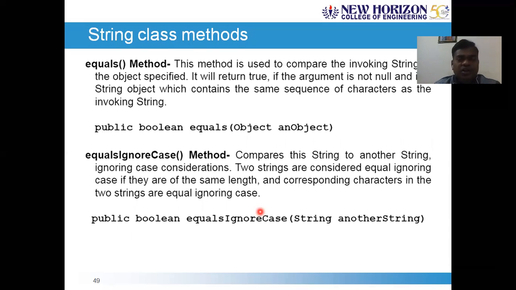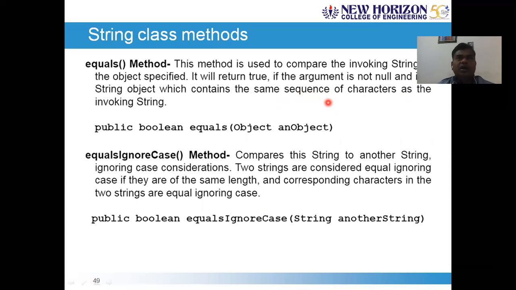Next, the equals method. The equals method is used to compare the invoking string with the object specified. If you have two strings, string 1 and string 2, string 1 will be your invoking string and string 2 will be the object specified. So it returns true if the argument is not null and is a string object which contains the same sequence of characters as the invoking string.